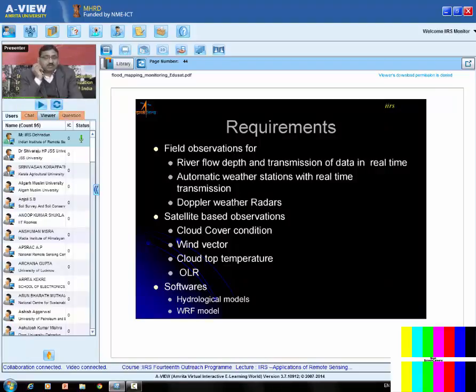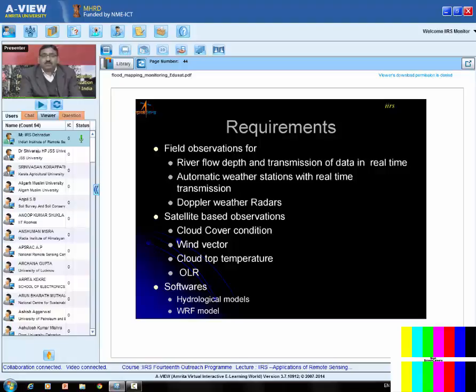Then software. There should be hydrological models and prediction models. So this is required for an early warning system. Now how to achieve it? Automatic weather stations: we have seen that even using a telephone SIM we get data every 5 minutes, or through satellite transponder we are also getting information. This is already working well.